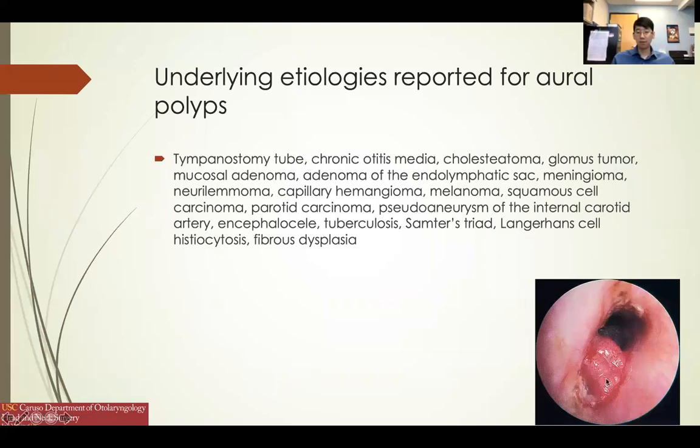So this is an example of an aural polyp and/or granulation tissue at the bony cartilaginous junction. There are many different causes, including malignant otitis externa, even just an acute otitis externa, chronic otitis externa, malignancy. Here are some other causes: just having an ear tube, chronic otitis media, cholesteatoma with perforation, glomus tumor, adenomas, meningiomas, capillary hemangiomas, melanoma, squamous carcinoma, parotid tumor. You can even have a pseudoaneurysm of an internal carotid artery, which has been reported in a handful of cases. There are even cases of a high-riding dehiscent jugular bulb that's also lateral and coming into the ear canal. Tuberculosis, encephalocele, and yeah, so there are a lot of things to think about when seeing an aural polyp.